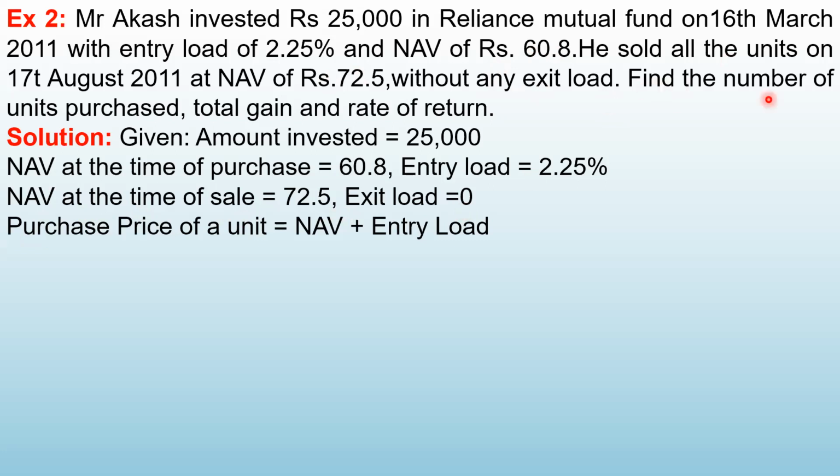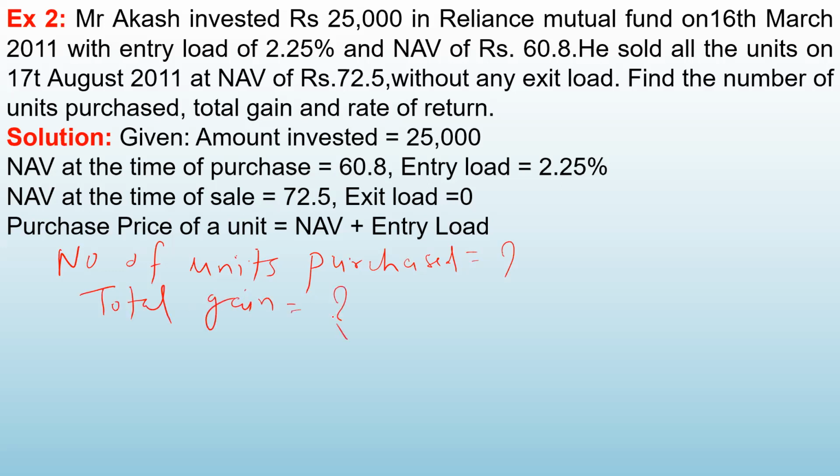Find the number of units purchased, total gain and rate of return. So here we have to find out what things? So this way we have to plan things. Okay. So you have to find out here number of units purchased, this we have to find out, total gain, this we have to find out, and rate of return. These are the three things which we have to calculate.